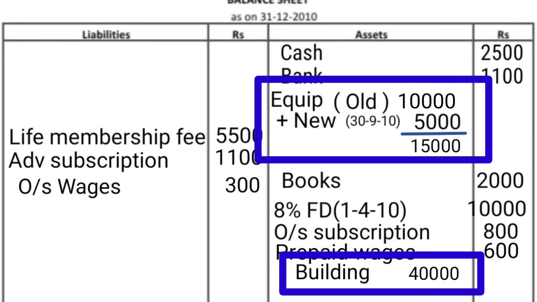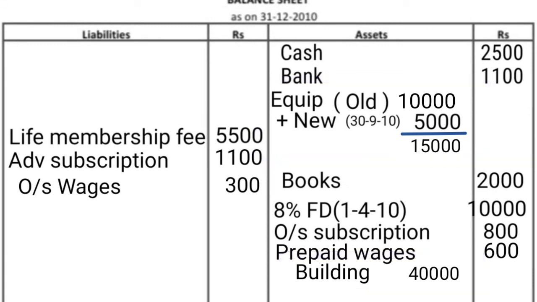Okay, now we need to provide the depreciation on equipment and on building. They provide the information relating to depreciation. The last point: depreciation on building provided 10% and equipment 20%.